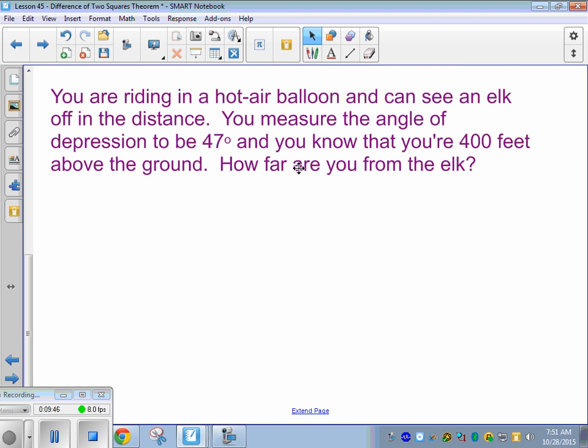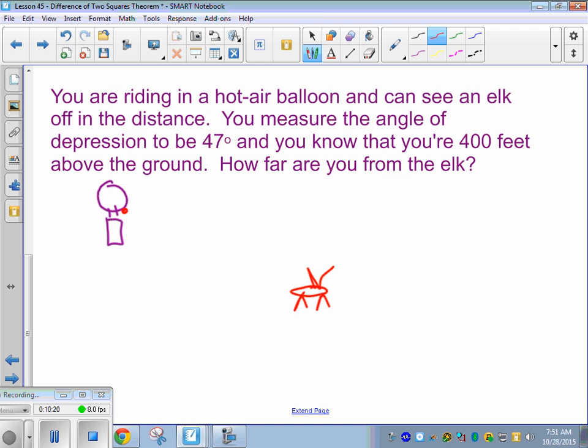You are riding in a hot air balloon and can see an elk off in the distance. You measure the angle of depression to be 47 degrees, and you know that you're 400 feet above the ground. How far are you from the elk? So you're riding in a hot air balloon. So your hot air balloon is in the sky. Okay, so I'm going to draw a hot air balloon. Ooh, that was bad. Okay. So hot air balloon, you can see an elk off in the distance. The elk is going to be on the ground. This is my elk.